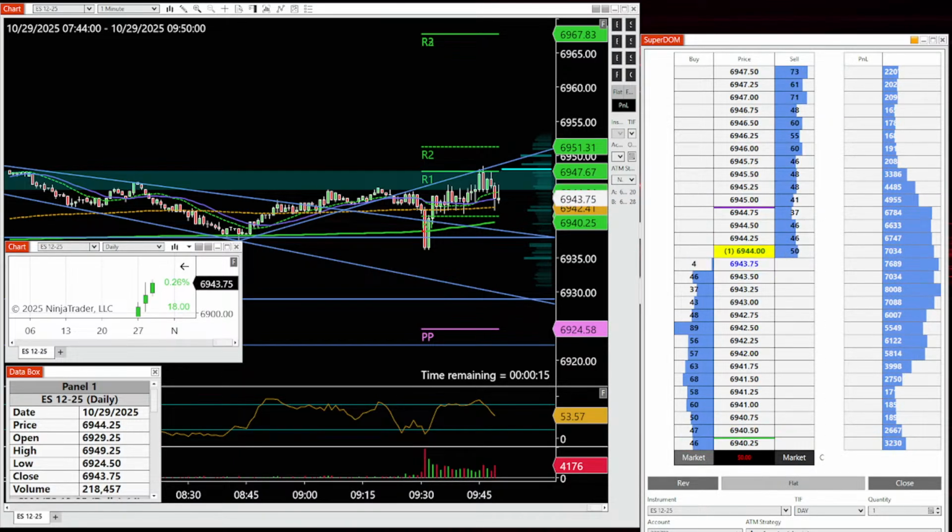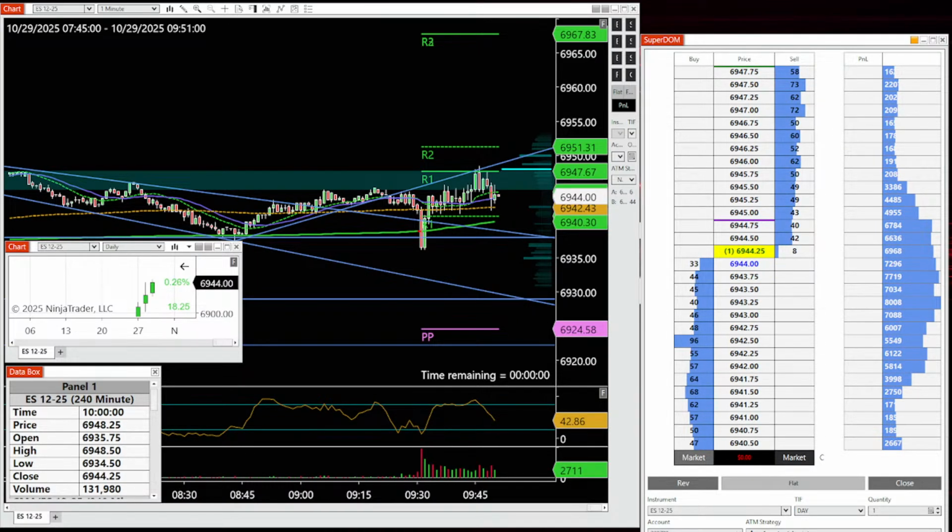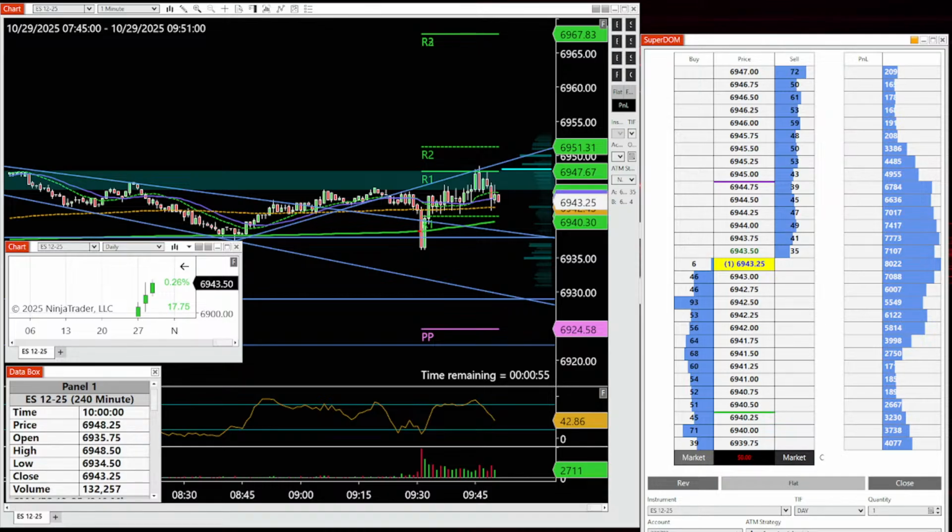So let's see where the 10 o'clock bar opens up. 10 o'clock 4-hour bar. Doesn't look like it's going to open up higher. We may just stay around here. Play around in this range.